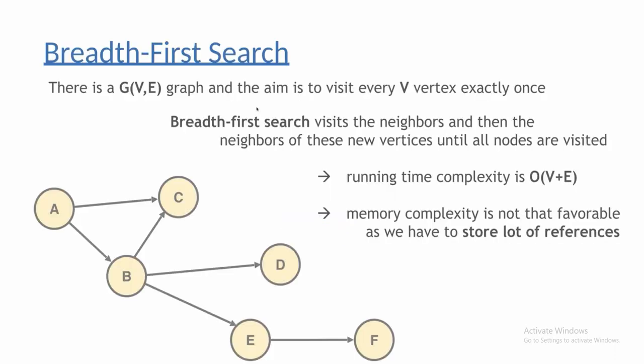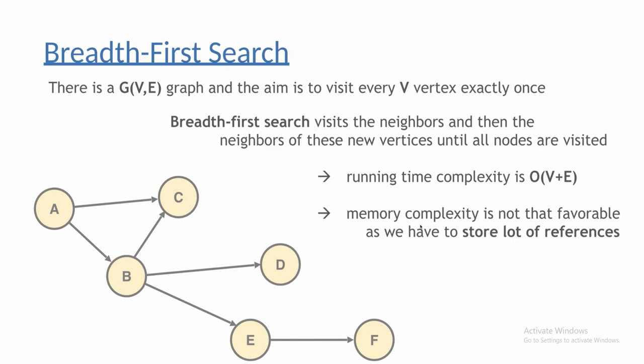Okay, so first of all, we have a graph with V vertices and E edges, and the aim of breadth-first search is to visit every single vertex exactly once. Breadth-first search visits the neighbors and then the neighbors of these new vertices until all nodes are visited. What is the running time complexity of this approach? Of course, we visit every single vertex exactly once, and because these vertices are connected by edges, we have to visit the edges as well. So the running time complexity is O(V + E), where V is the number of vertices and E is the number of edges. So we can come to the conclusion that breadth-first search has a linear running time complexity.